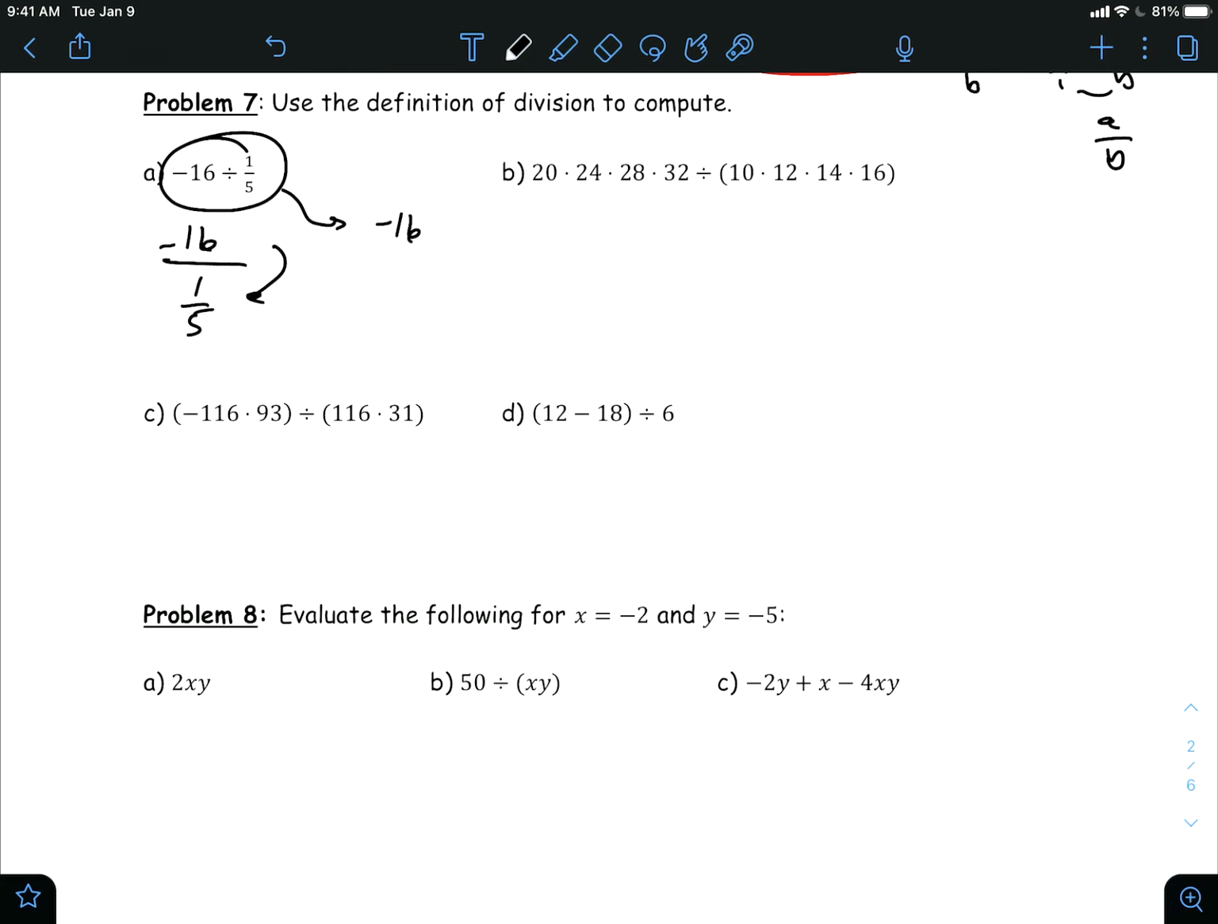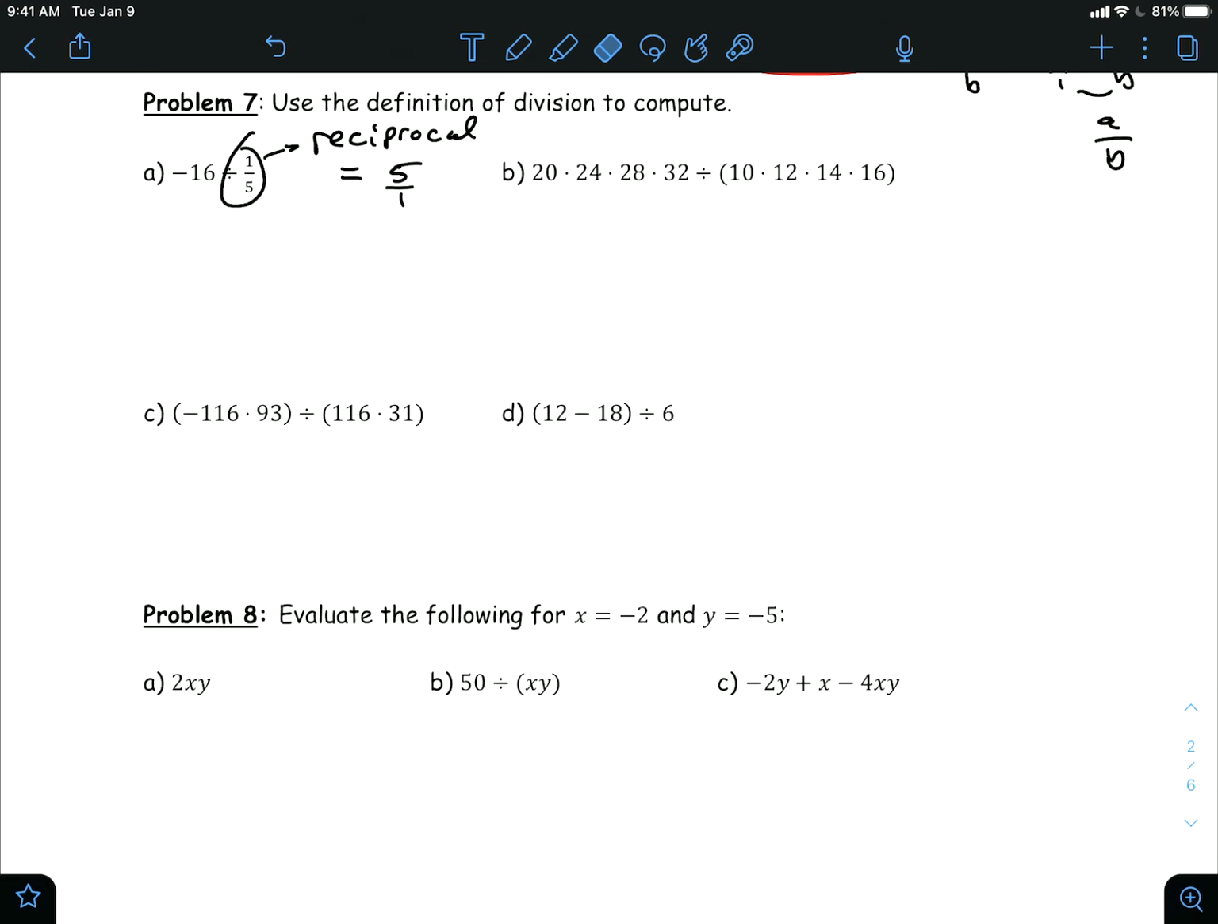Negative 16. What's the reciprocal of this? Or opposite, flip. Remember those words. Fraction might not be a good one, but flip is. Flip you could associate with reciprocal. So what's the reciprocal of 1/5? 5 over 1, because I flipped the fraction. That's the reciprocal. I'll write that down. So when we say multiply by the reciprocal, you'd multiply by 5.